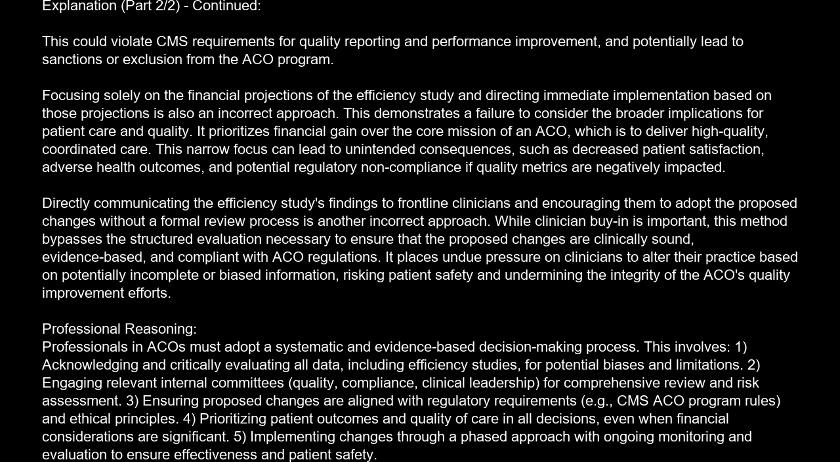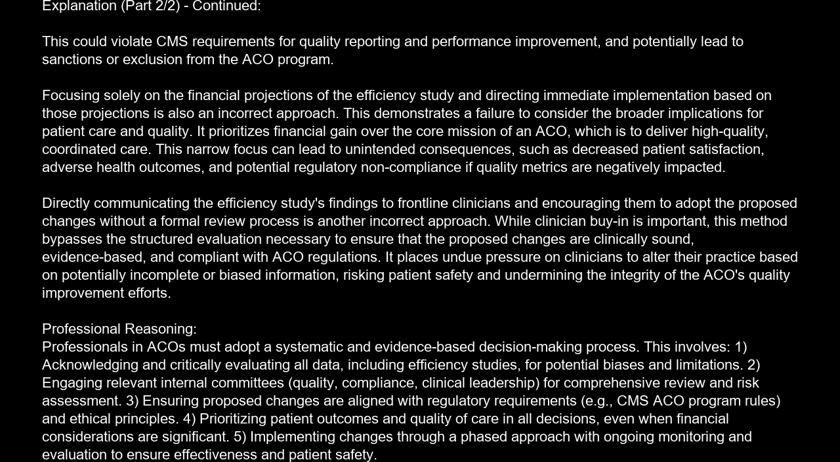Directly communicating the efficiency study's findings to frontline clinicians and encouraging them to adopt the proposed changes without a formal review process is another incorrect approach. While clinician buy-in is important, this method bypasses the structured evaluation necessary to ensure that the proposed changes are clinically sound, evidence-based, and compliant with ACO regulations. It places undue pressure on clinicians to alter their practice based on potentially incomplete or biased information, risking patient safety and undermining the integrity of the ACO's quality improvement efforts.